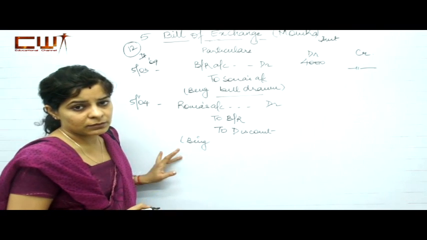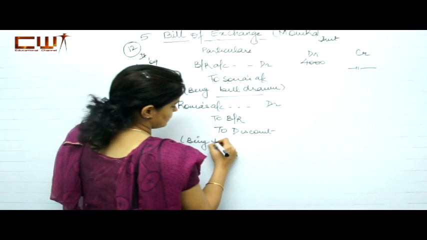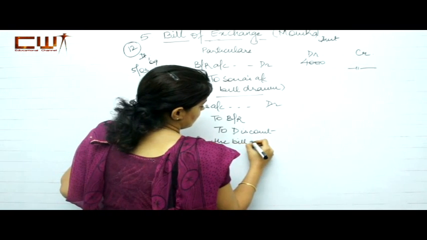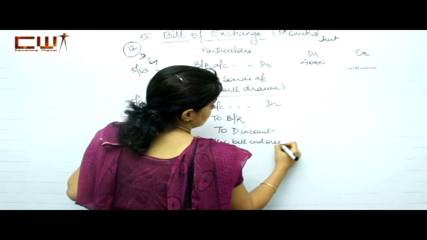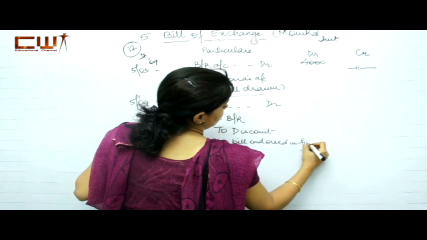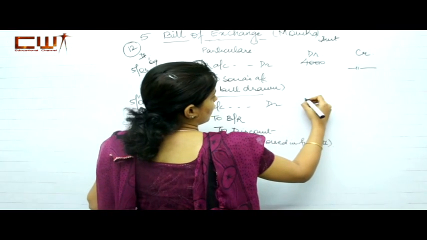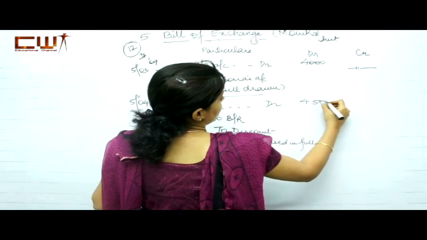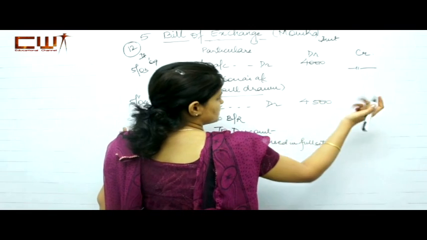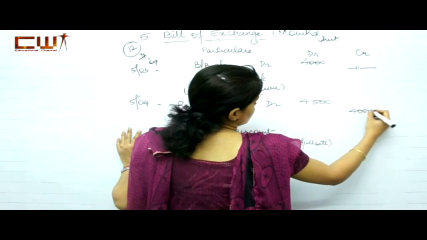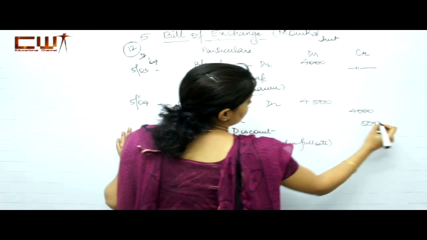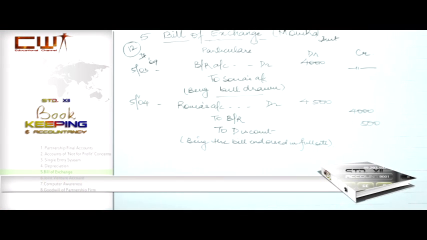What is being done here? Being the bill endorsed. Endorsed in full settlement of the amount. What was the amount actually of the bill? How much amount Roma had to receive? 4,500. In full settlement means what is the bill amount for? 4,000. So what is the discount? 500 that you have got. Next line.